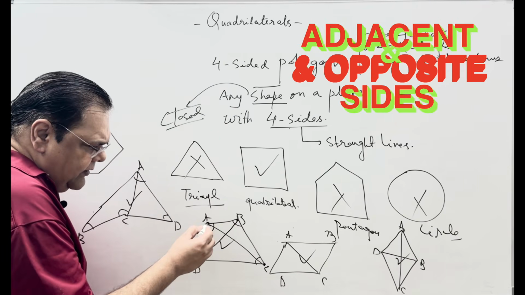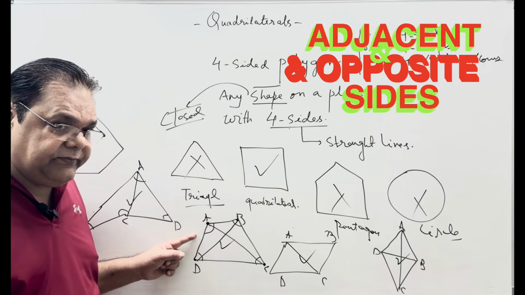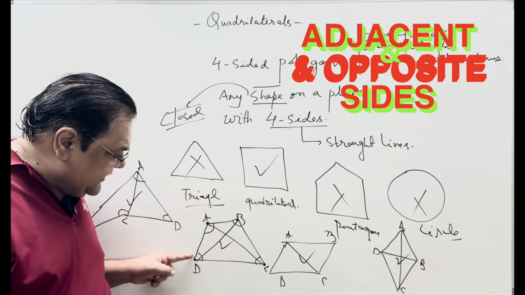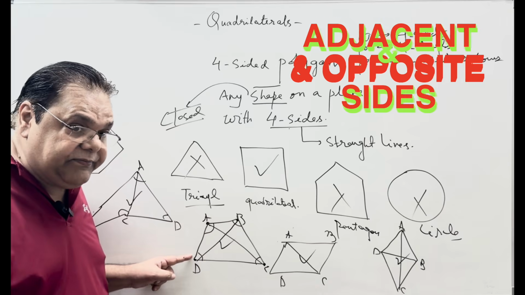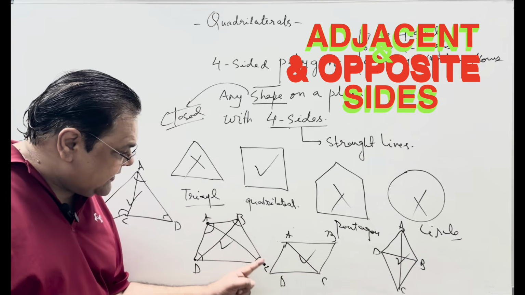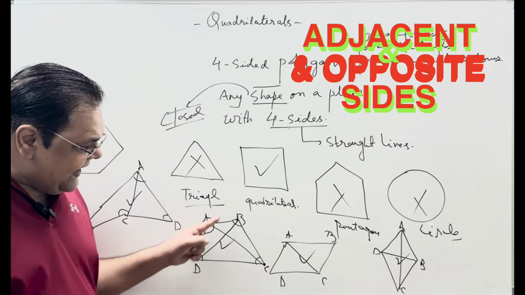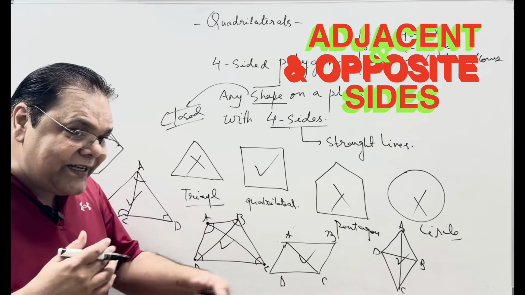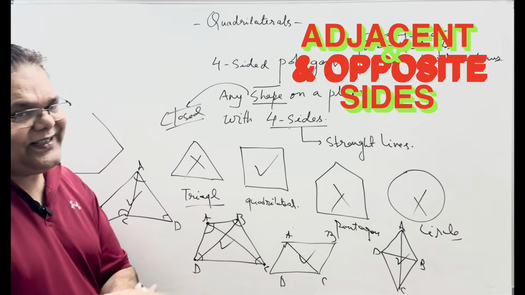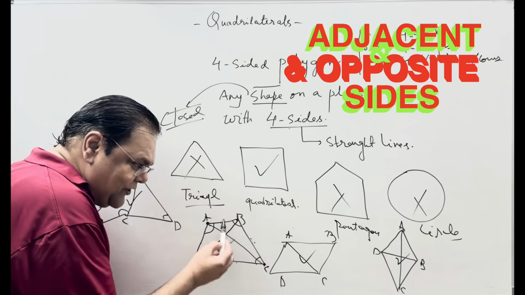Sides AB and AD are adjacent sides. AB and AD, this and this are adjacent sides. BC and CD are adjacent sides. CD and DA are adjacent sides. AD and BC are opposite sides. AB and DC are opposite sides. We are talking about these two, or these two, or these two, or these two.